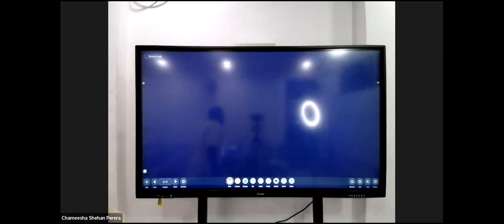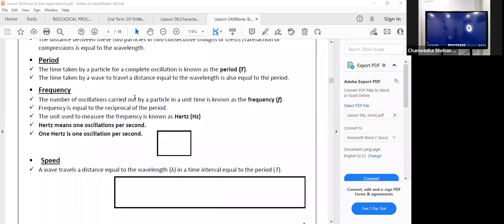Let's quickly go to that. Okay, see here, frequency: the number of oscillations carried out by a particle in a unit time is known as a frequency.